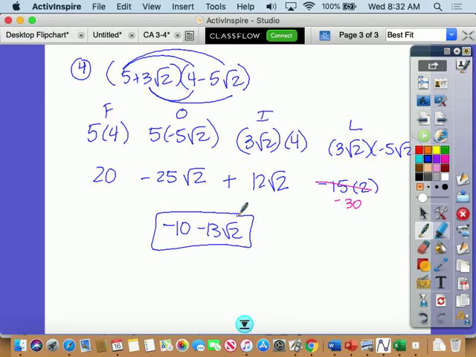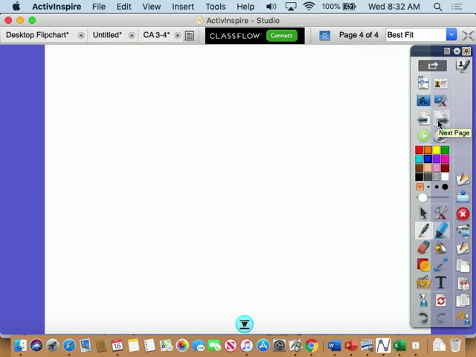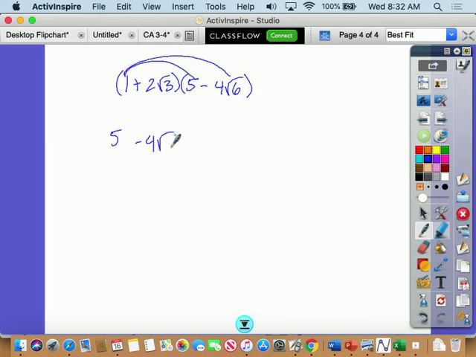Lauren says, what if they're different under the radicals? So I'm going to run through one real quick. You don't have to write it down. But when I say real quick, I mean super speedy. So 1 plus 2 square root of 3 times 5 minus 4 square root of 6. Like that? Is that what you mean? So we would have 5 minus 4 square root of 6 plus 10 square root of 3. So we're good to there.